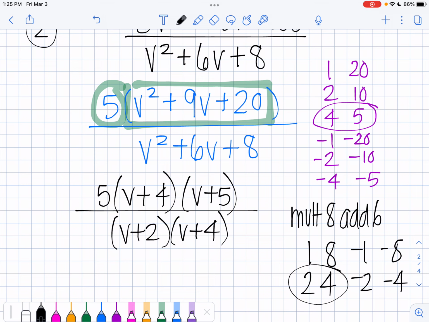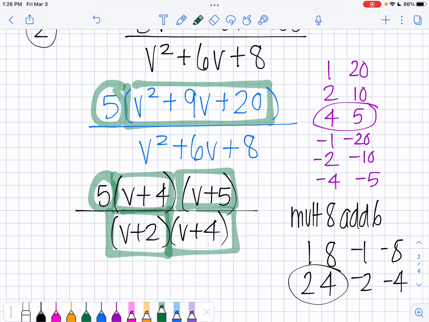Okay. I want to cancel all my like groups. Remember, we can only cancel groups that multiply. On the top, I have 3 groups. I have 1, 2, 3. And on the bottom, I have 2 groups, this one and this one. Do I have any groups the same on the top or the bottom? I sure do. This v plus 4. That can go away. All right?